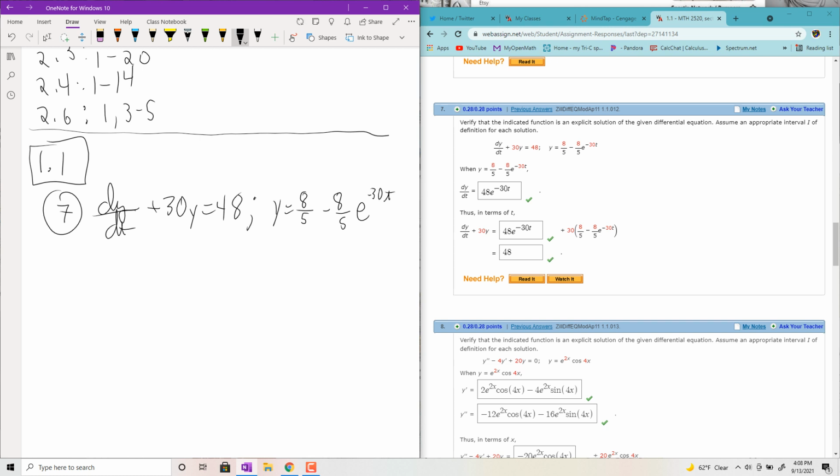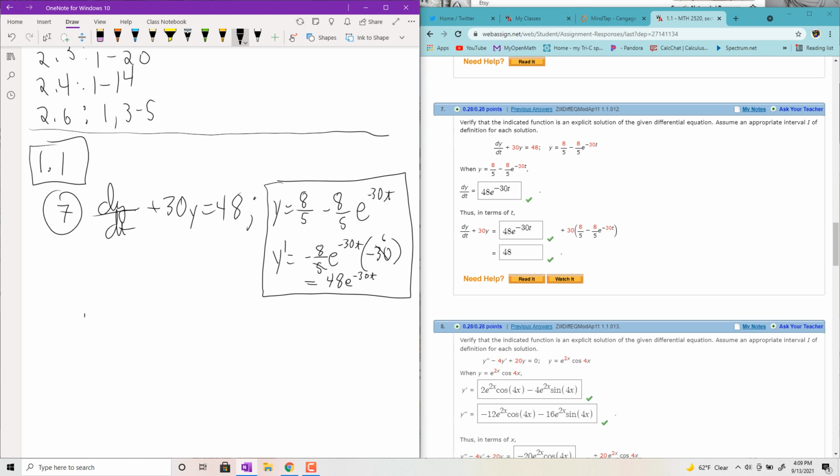The way the book has you do it is you work on the left-hand side and the right-hand side, and you show that they're the same. In order to pull this off, I can use the given solution to generate derivatives or solve for constants. So the first derivative y prime: the derivative of 8/5 is 0, and the derivative of negative 8/5 e to the negative 30t is negative 8/5 e to the negative 30t times the derivative of the exponent, which is negative 30. Multiplying out and simplifying, we get 48 e to the negative 30t.